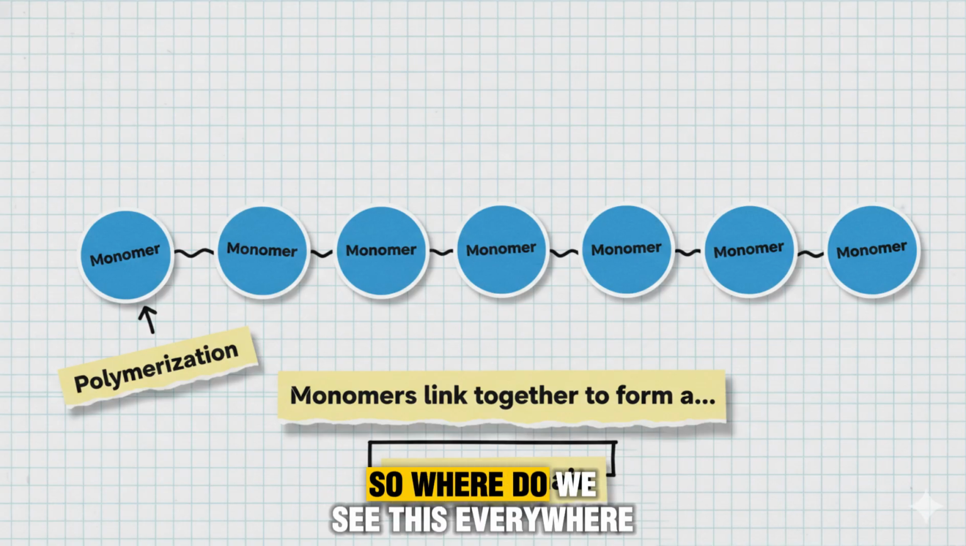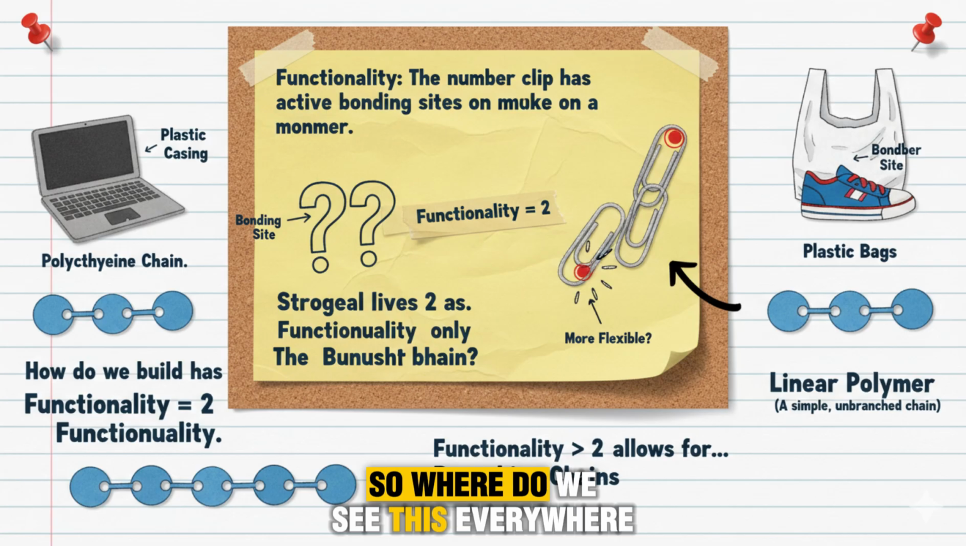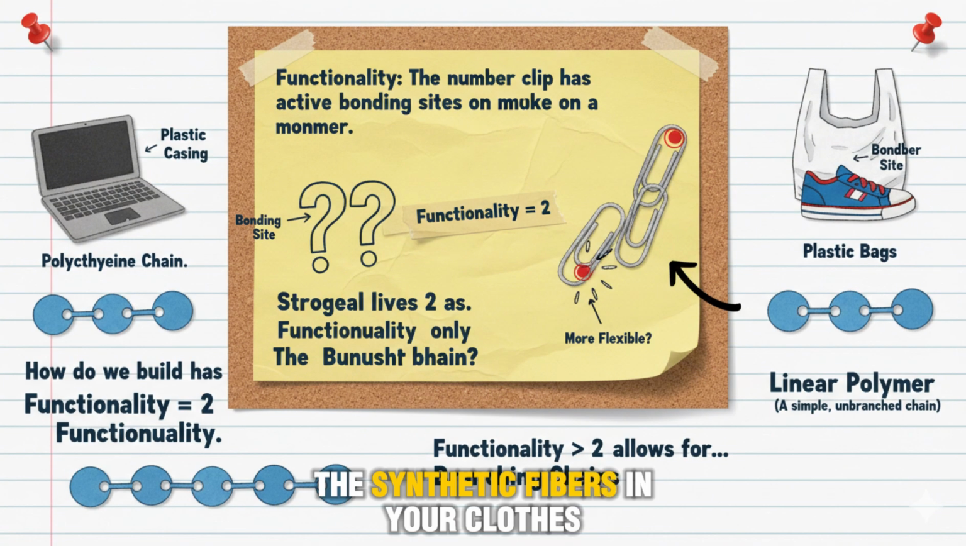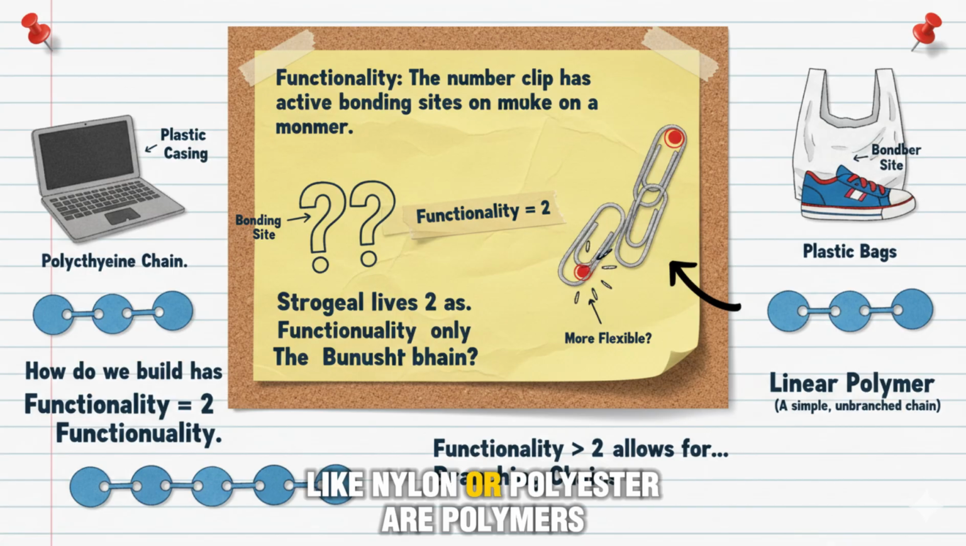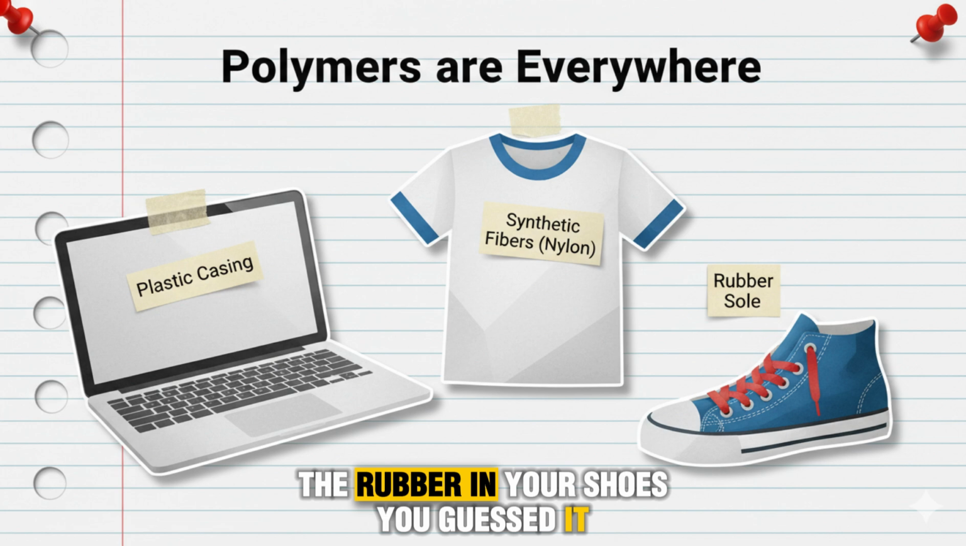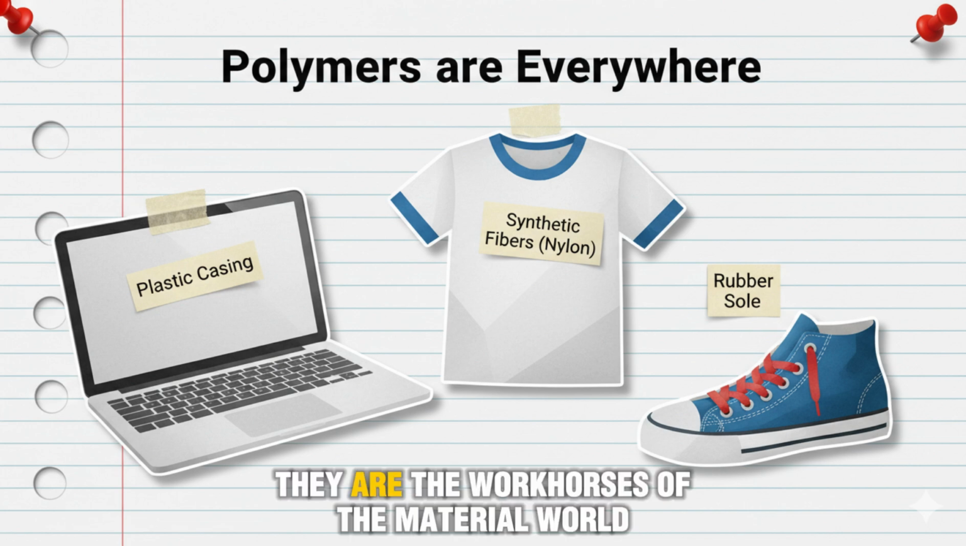So where do we see this? Everywhere. The plastic in your laptop casing is a polymer. The synthetic fibers in your clothes like nylon or polyester are polymers. The rubber in your shoes, you guessed it, also a polymer. They are the workhorses of the material world.